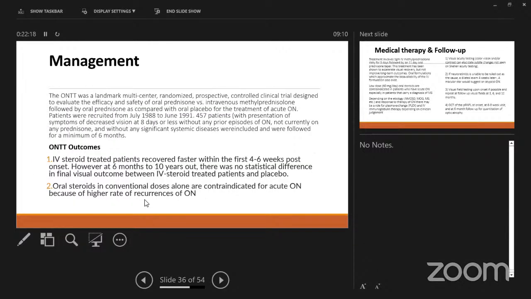So management: the ONTT was the landmark multicenter clinical trial for the treatment of optic neuritis. The outcome was that IV steroid treated patients recovered faster within the first 4 to 6 weeks post onset. Oral steroids in conventional doses alone are contraindicated for acute optic neuritis because of the high rate of recurrence of optic neuritis. So generally what we do is give 1 gram IVMP for the first 3 days, and then 1 milligram per kg body weight for the next 11 days.